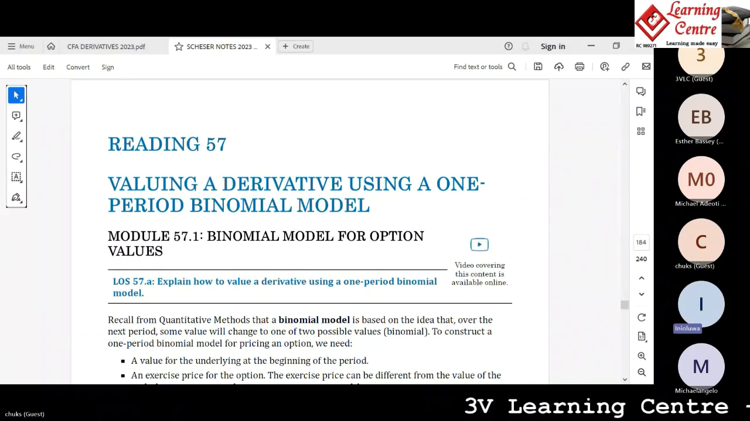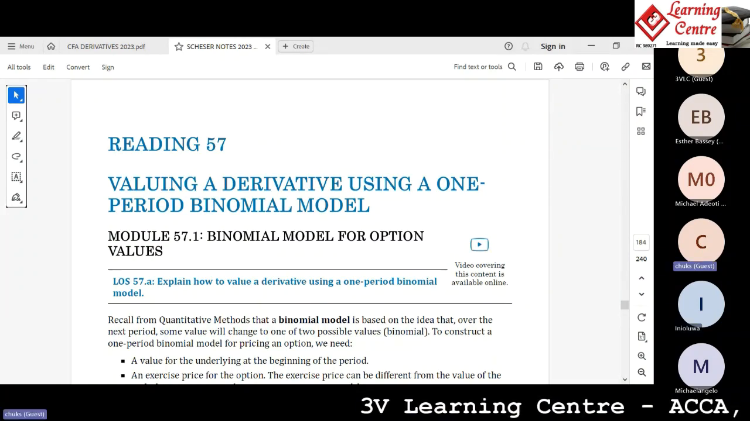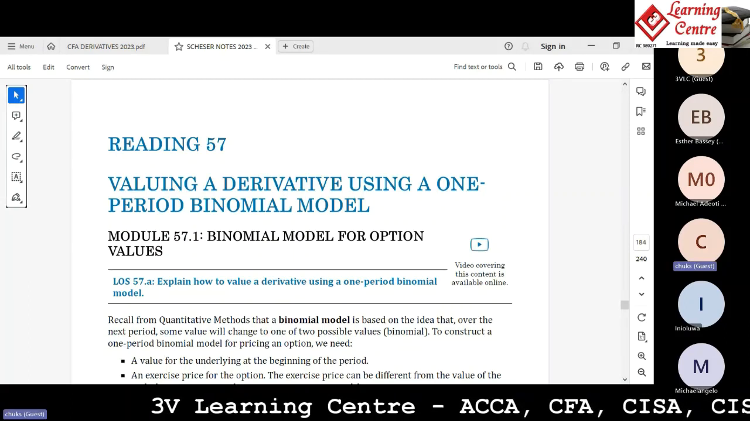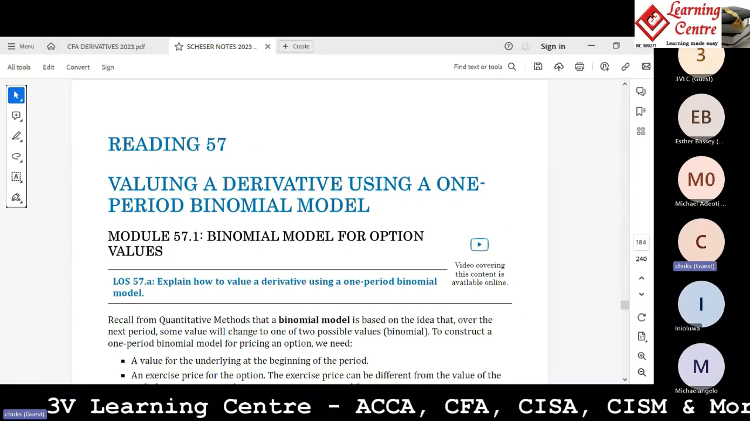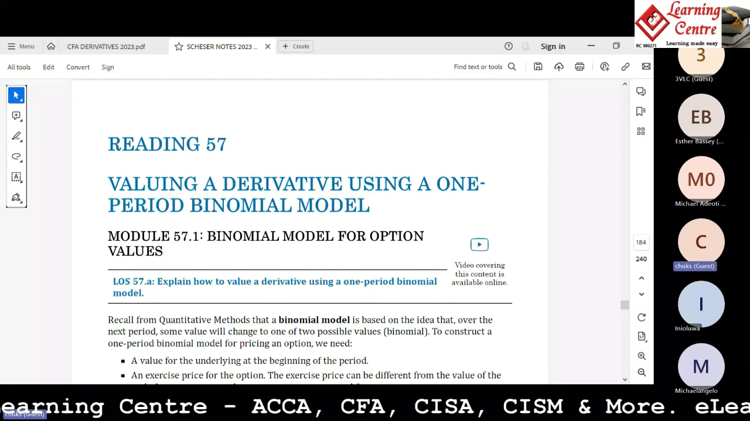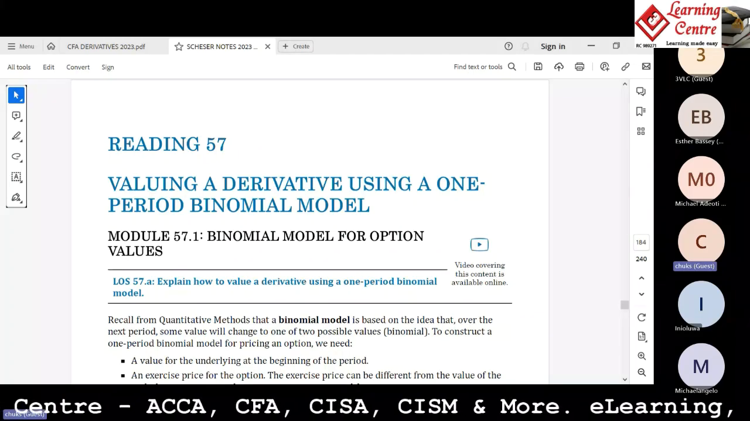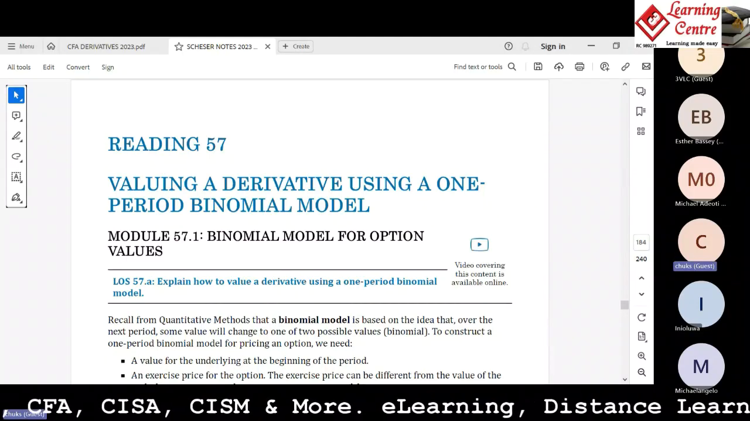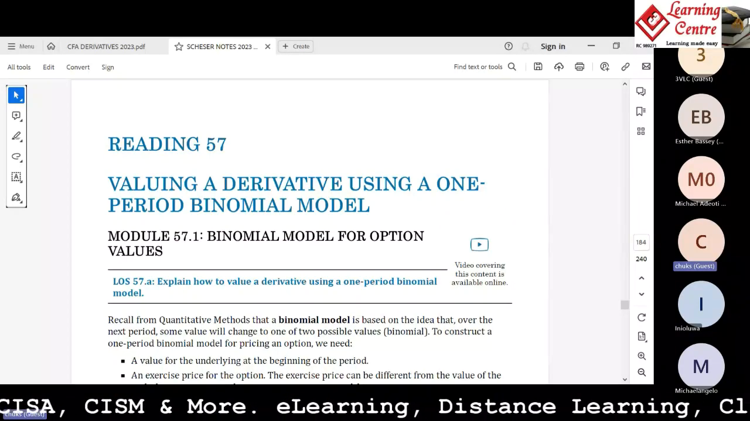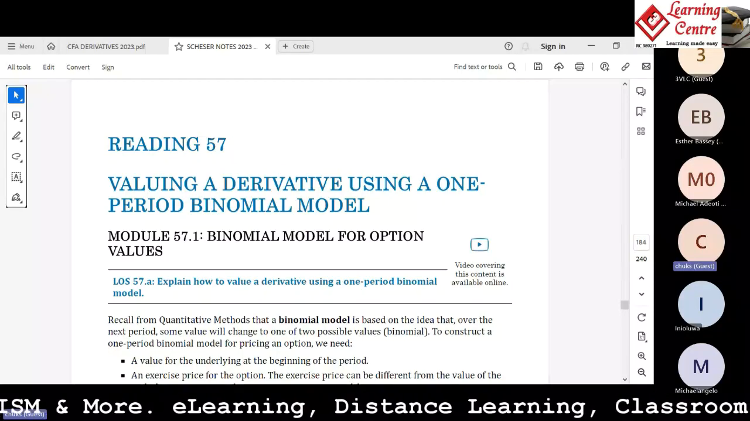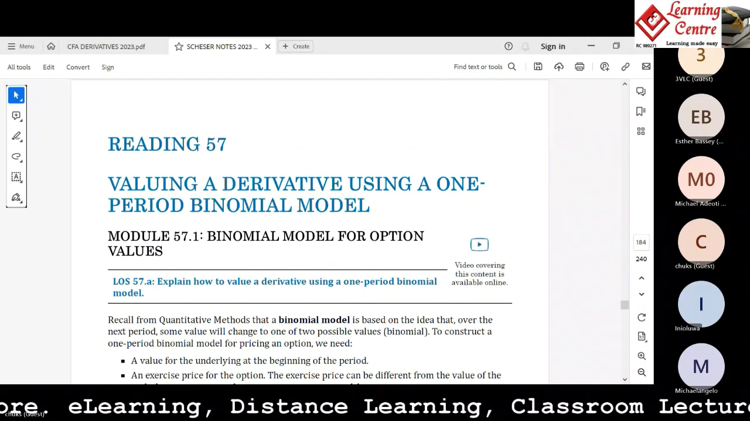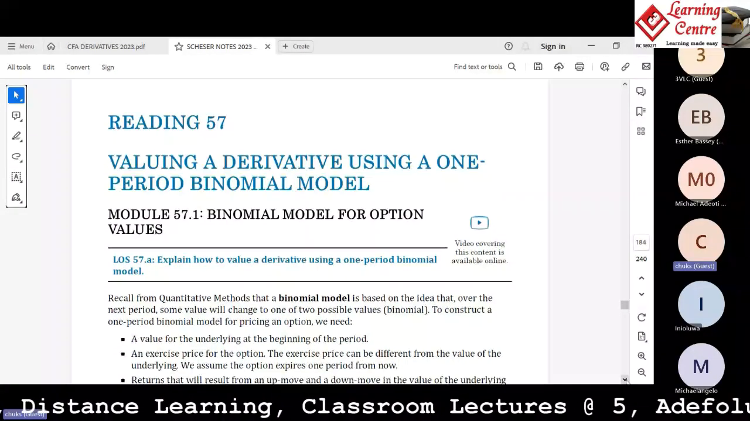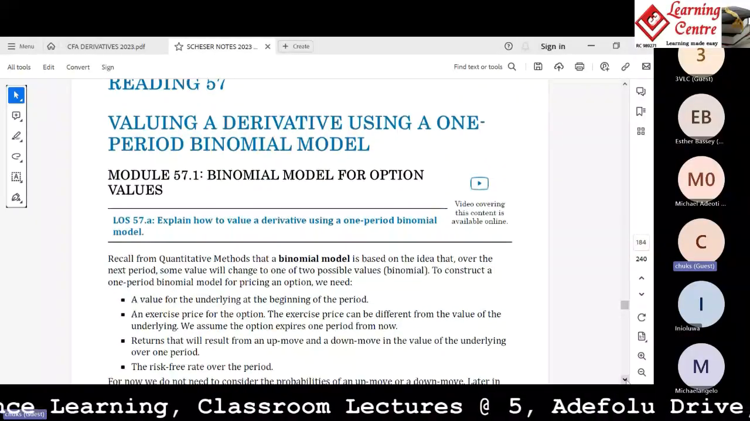Okay, so this is our final reading for the derivatives. Although most of the readings, like I said, are just basically repetitions of some of the things that we have discussed before. So this is now valuing a derivative using a one-period binomial model. I'm sure in quantitative methods, you will have done the binomial model, how to construct it and so on.